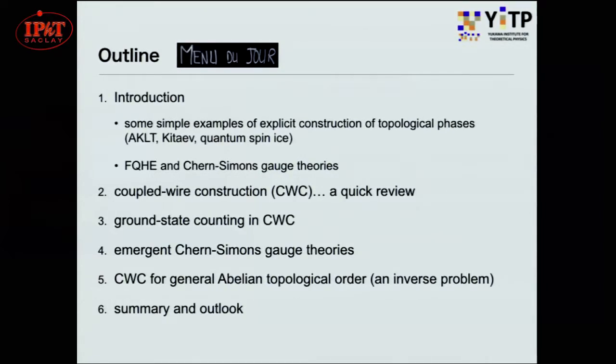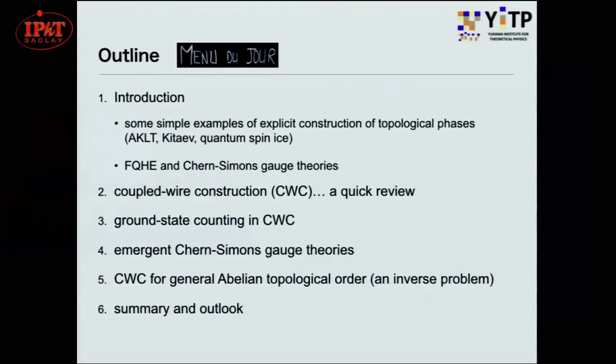Actually, normally in this coupled wire construction business, people just count the number of inequivalent ground states in a very naive way, but this is not necessarily correct. So I'm giving you a correct way of counting the topologically degenerate ground states. That gives you a hint in identifying the hidden gauge degrees of freedom in this problem.